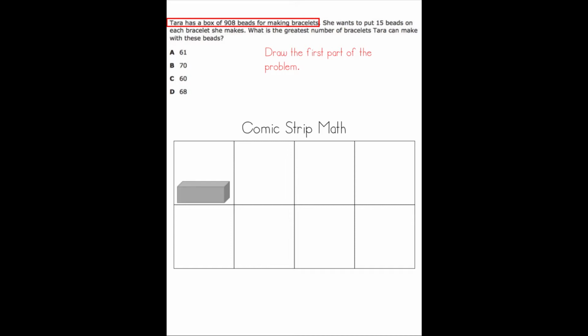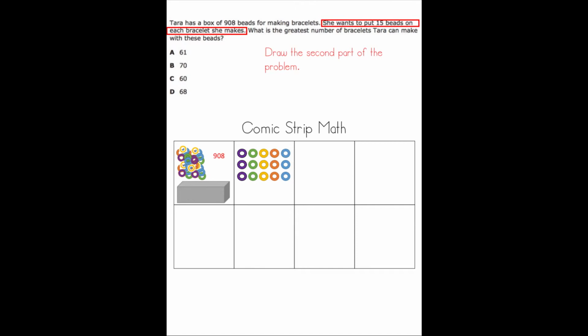So I'm going to put a box, and then I'm going to draw a bunch of beads. Make sure you tell kids they don't have to draw 908 beads, or you're going to have kids drawing for the whole class period. And I'm just going to put 908 so I know how many beads are there. Draw the second part of the problem. She wants to put 15 beads on each bracelet she makes. So I'm just going to draw 15 beads, and that equals 1 bracelet. So that kind of helps me get it in my head that that's how many I have.